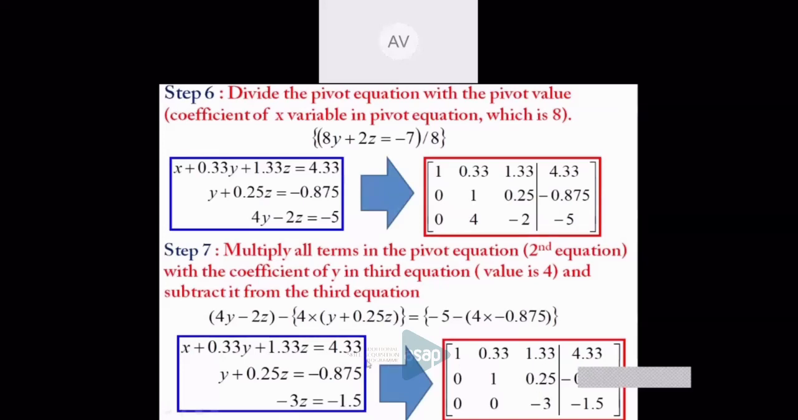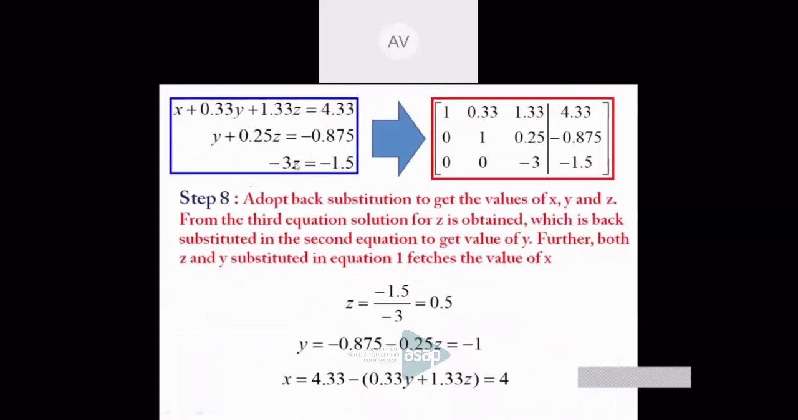For the next slide, in this upper triangular matrix, minus 3z equals 1.5. So z equals 1.5 divided by minus 3, that is minus 0.5. Back substitution of z back into y. If you substitute it back, as we said, you get y equals minus 1. Substitute z and y in x, you'll get x equals 4. So your solution is z equals minus 0.5, y equals minus 1, x equals 4.